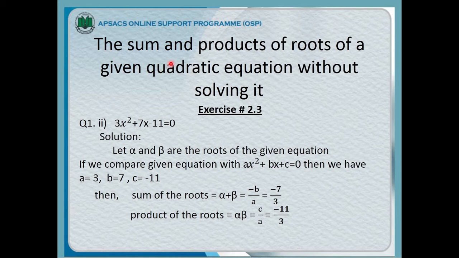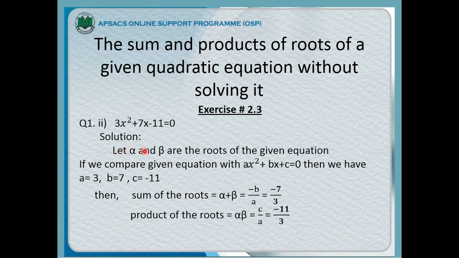Now, the sum and the product of the roots of a given quadratic equation without solving it. Students, I am going to solve question number 1 part 2 of exercise 2.3. A quadratic equation 3x square plus 7x minus 11 is equals to 0 is given, and we have to find out the sum and the product of the roots of this quadratic equation.